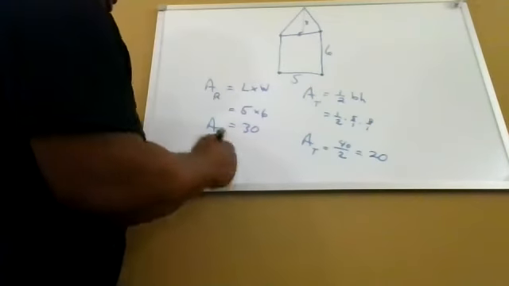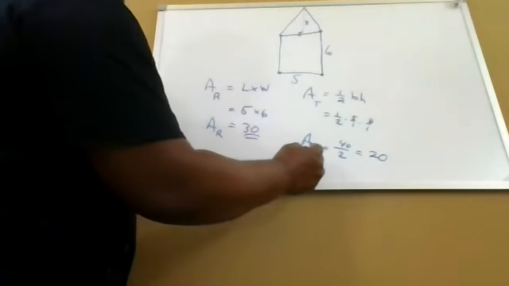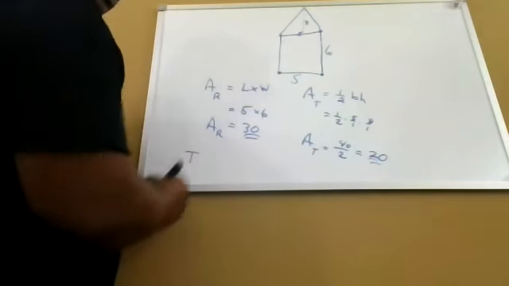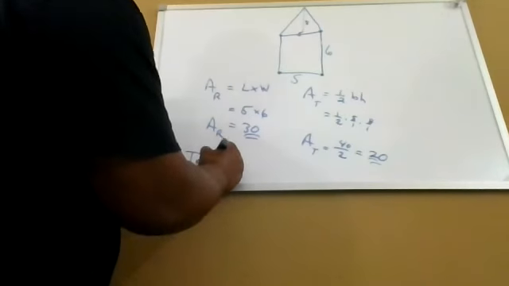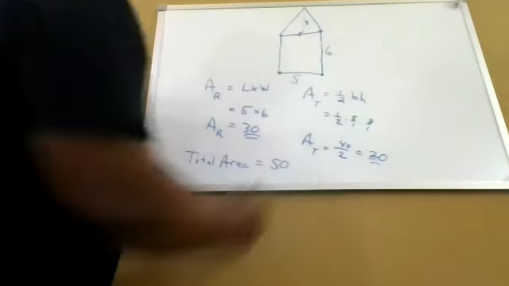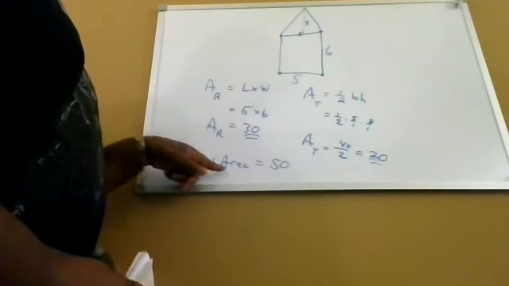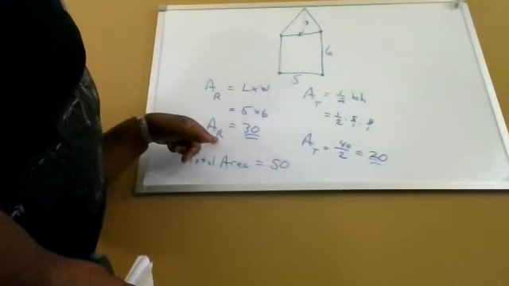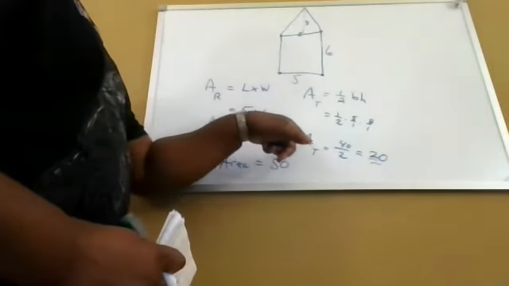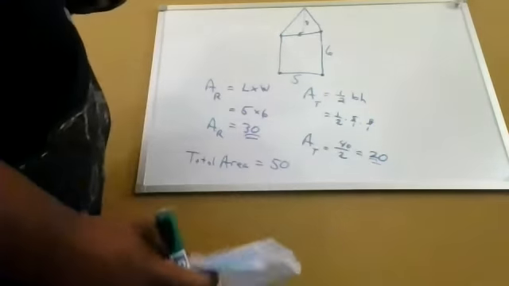So the total area is the area of the rectangle, which is 30, plus the area of the triangle, which is 20. So total area equals 50. Total area is the area of the rectangle plus the area of the triangle, which was 20. 30 plus 20 gives me 50.